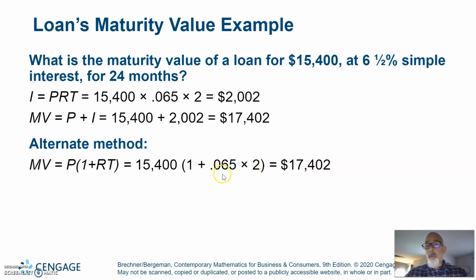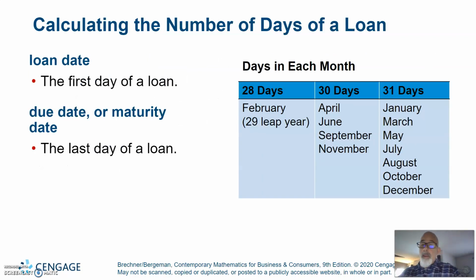Because we have to worry about order of operations, I'm going to take the 0.065 times 2. I'm going to do that first, plus 1, and then multiply that by 15,400. So that takes your interest and your principal and puts it all together in one step for you. So it streamlines this a little bit for you when you go back and work on these problems and figure out the maturity value.